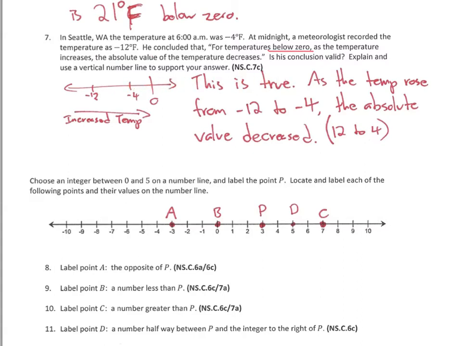And what you should notice is, as long as you're below 0, let's say we start at negative 12. Well, if I increase my temperature 1 degree, I'm at negative 11. Then I increase it another degree, I'm at negative 10. As I increase that temperature, my absolute value went from 12, and then to 11, and then to 10, and then eventually it would be 4. So as my temperature increased, as I got closer to 0 with the negatives, the absolute value got a little bit smaller. So this is true.